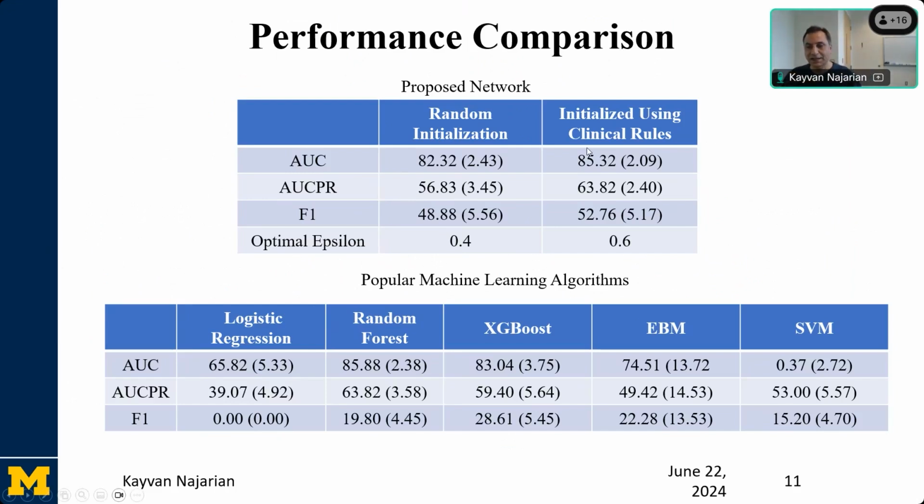As you see, with random initialization, for instance, AUCPR is like 56%, but if you initialize it with the rules that clinicians provide to you, you get a significant improvement. Not only does the mean value of the metric go up significantly, but the standard deviation also goes down.